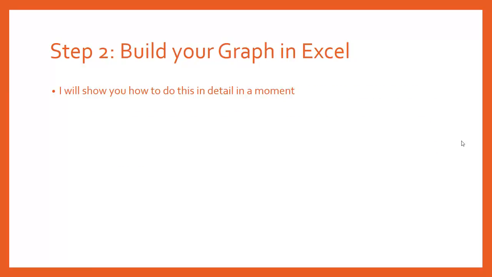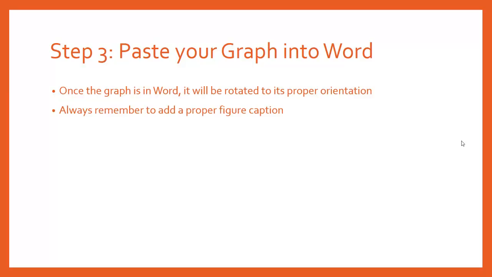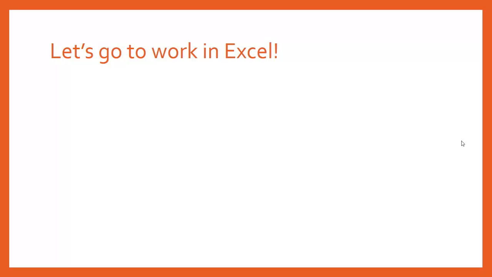Step 2 then is to take that information and start building your graph in Excel. That's what the next part of this video is going to be, and I'll show you how to do that in just a moment. Once it's built in Excel, step 3 is to paste it into Word or maybe PowerPoint. Once it's in Word, you just rotate it to its proper orientation, and you always remember to add a proper figure caption. All right, so let's go to work in Excel.